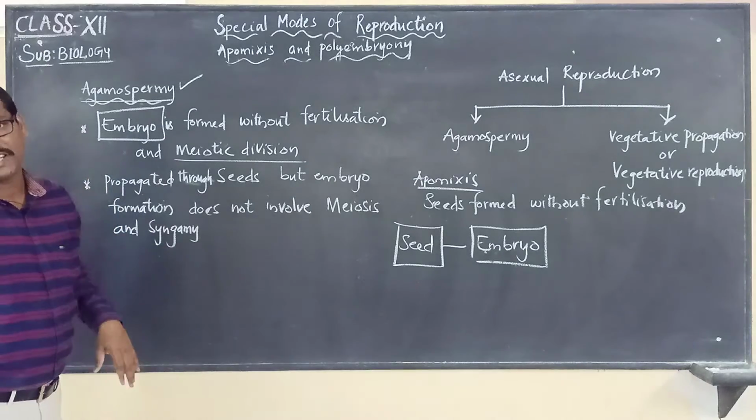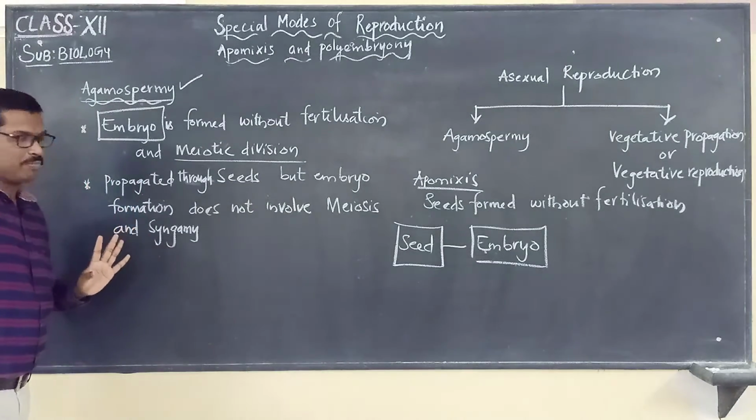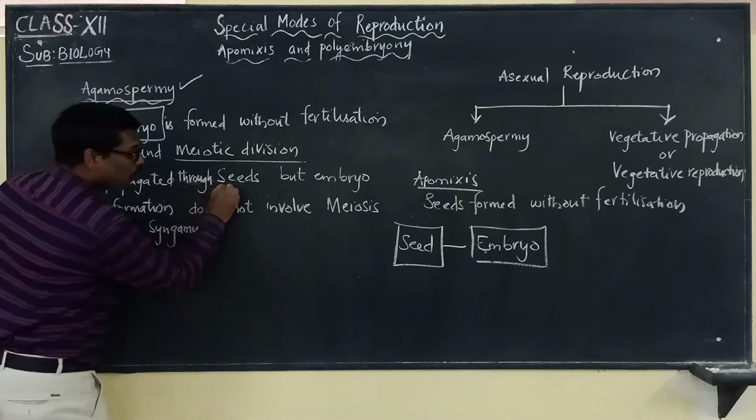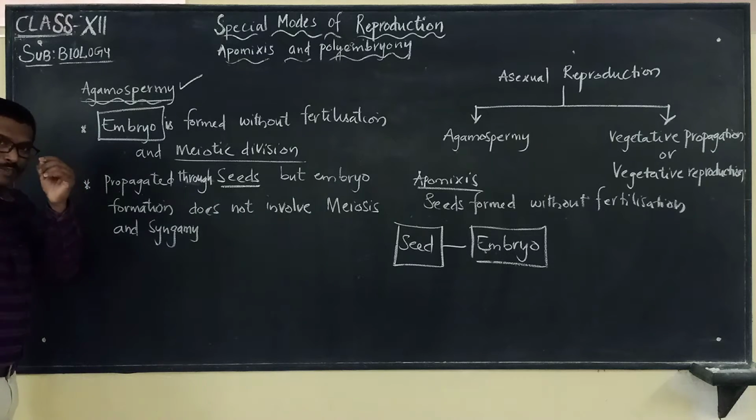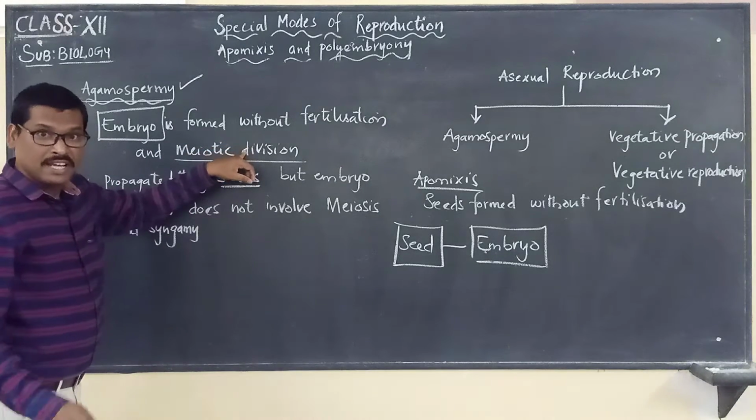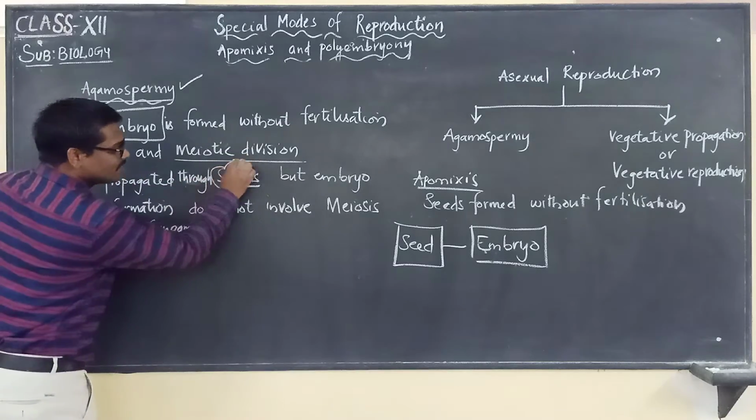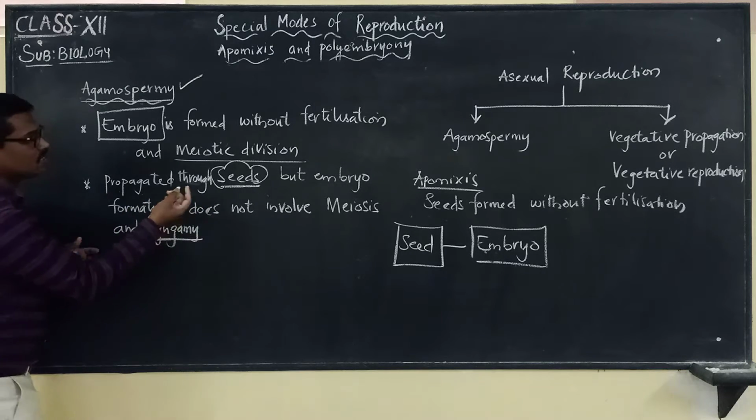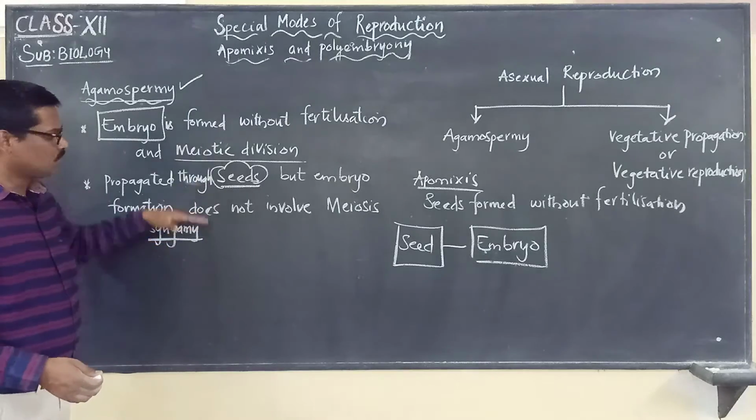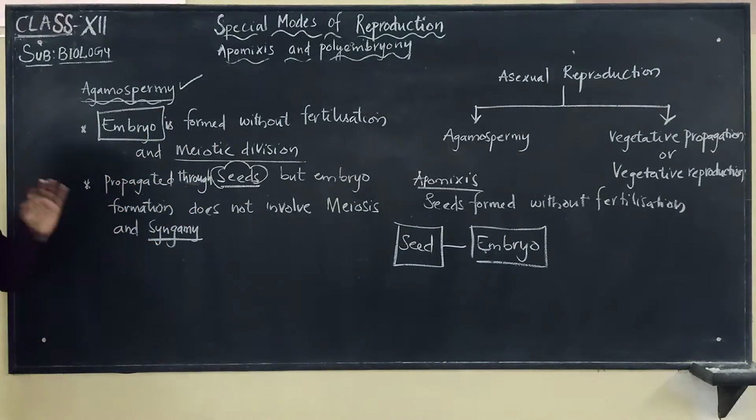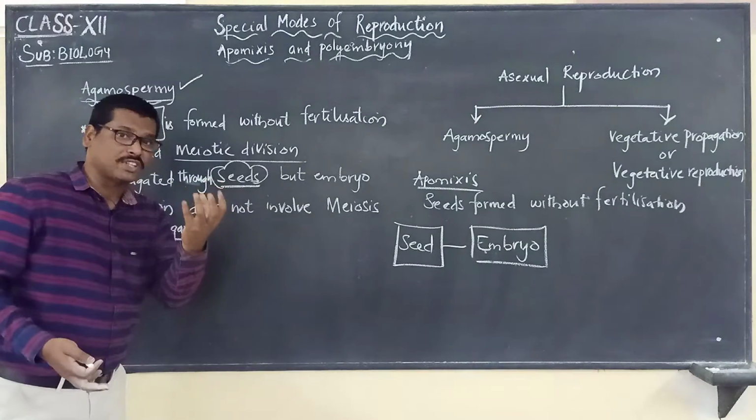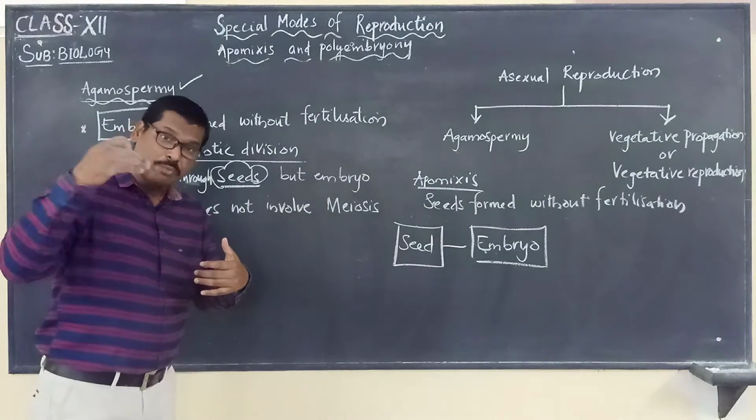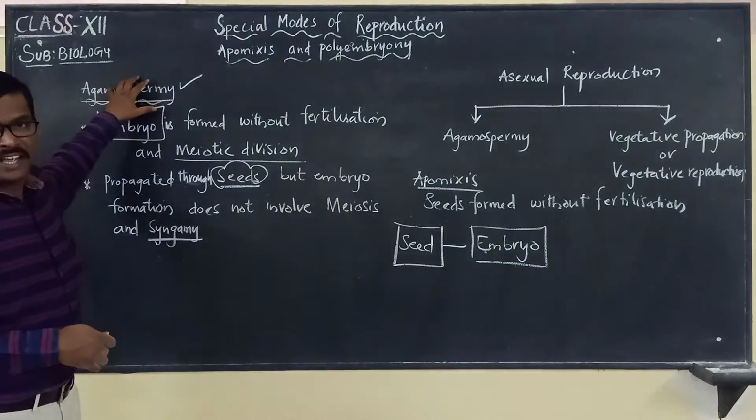No meiosis will be taking place. No reductional division will be taking place. And the plants belonging to this category are propagated through the seeds. Embryo formation does not involve meiosis and syngamy. Syngamy means the same, fertilization. So we have to remember that formation of seeds without fertilization is apomixis, and formation of embryo without fertilization and meiotic division is agamospermy.